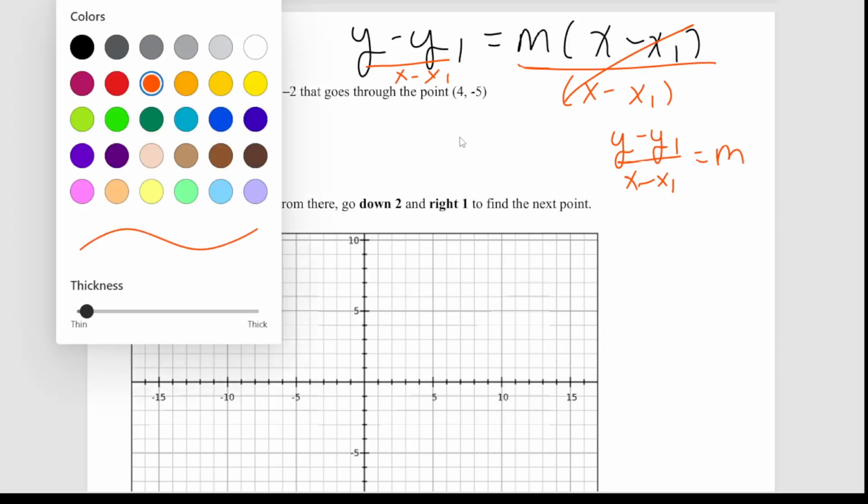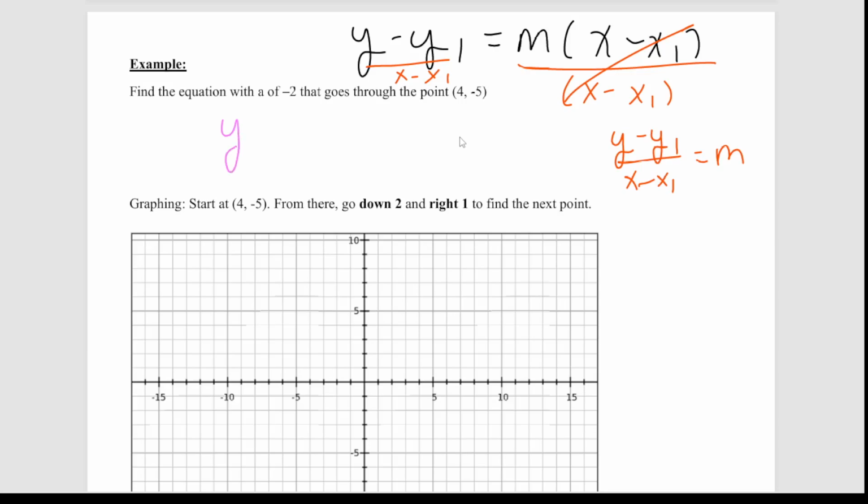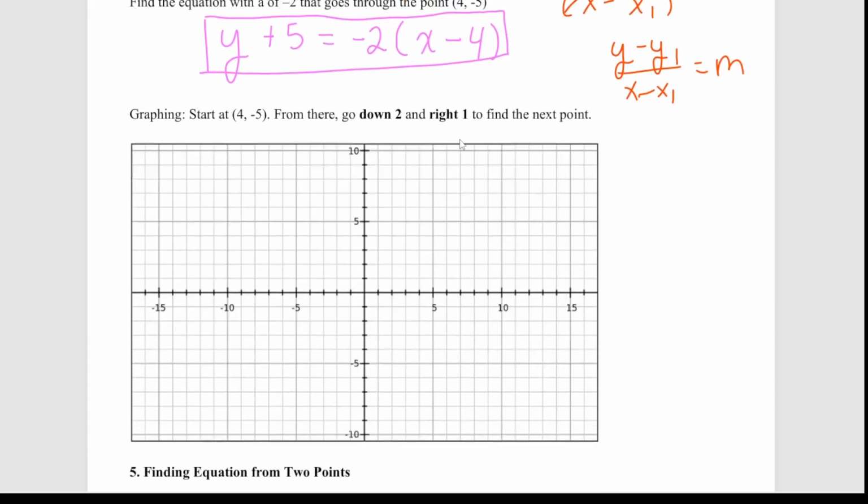In particular, if we were going to plug this in, we would have y minus, the y coordinate is negative 5 for my y1, so that becomes y plus 5, equals my slope is negative 2, parentheses x minus the x coordinate, which is 4. And that would be my final equation. Then if I want to plot it, I want to start at (4, negative 5). So going right 4, down 5, and then I want to move according to the slope. So I can move down 2, right 1, or equivalently up 2, left 1.